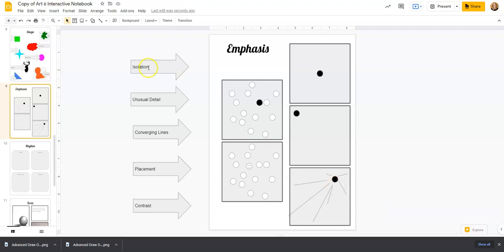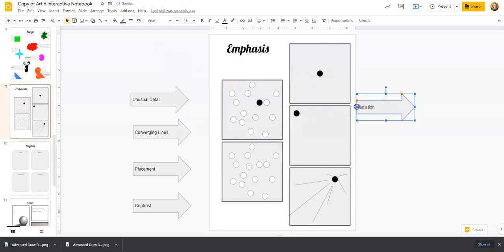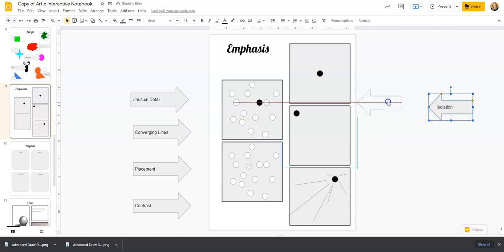The first one here says isolation. Well, isolation is when you put something by itself. So if I look at my pictures here, either this one or this one both have isolation. So I'm going to move this guy over here, and I'm actually going to flip my arrow backwards. I just clicked on this little guy here, and you flip it by dragging it. So here's isolation. I'm going to put it in between here because I'm not sure which one it is yet, because it could really be either. It exists for both, but I only have 4 or 5 arrows and 5 boxes, so it can't be both of them.